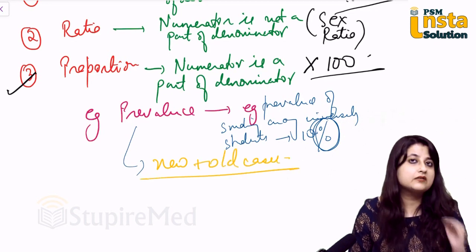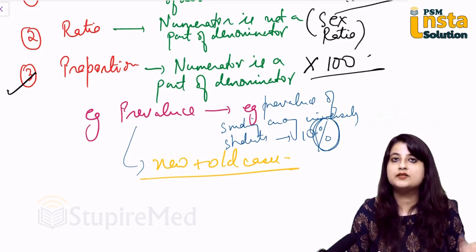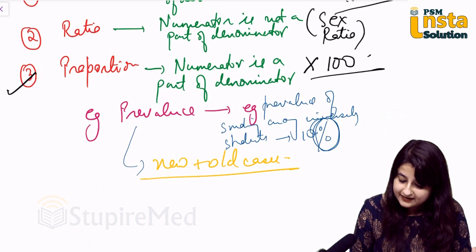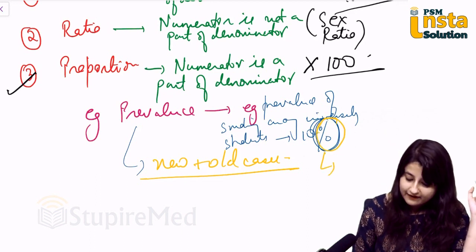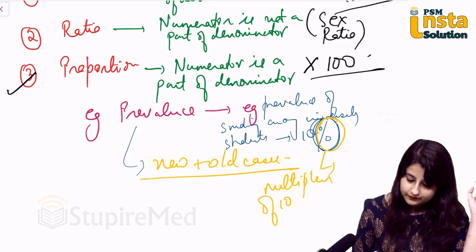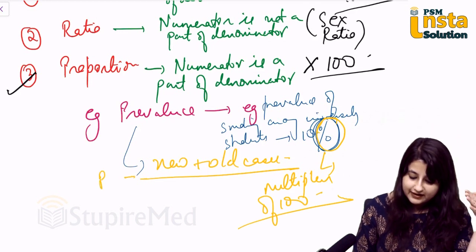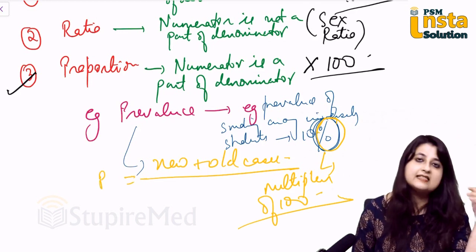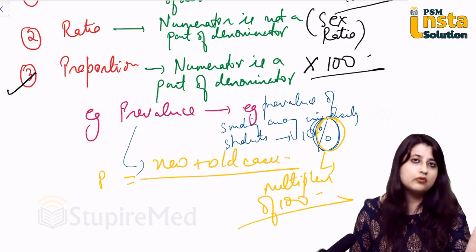Okay, new and old cases. But whenever we express the prevalence of anything, of a disease or an event, we express it as a percentage, which means that we have used a multiplier of 100. So if I look at prevalence, the full definition is new plus old cases upon the total cases.